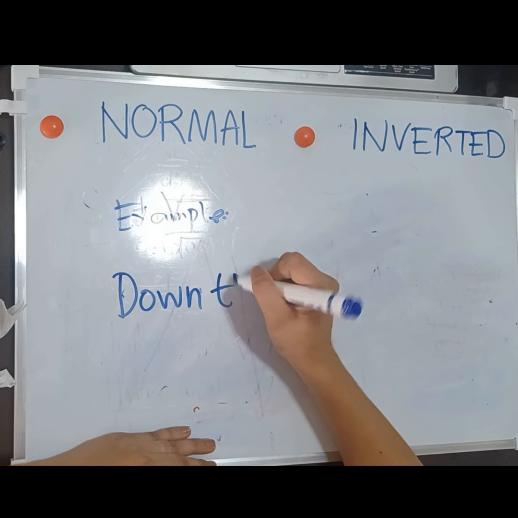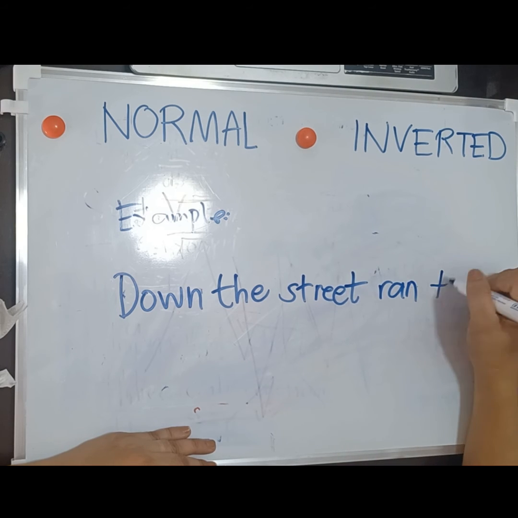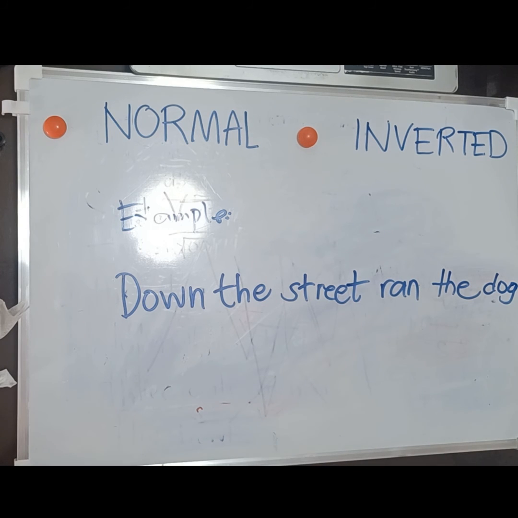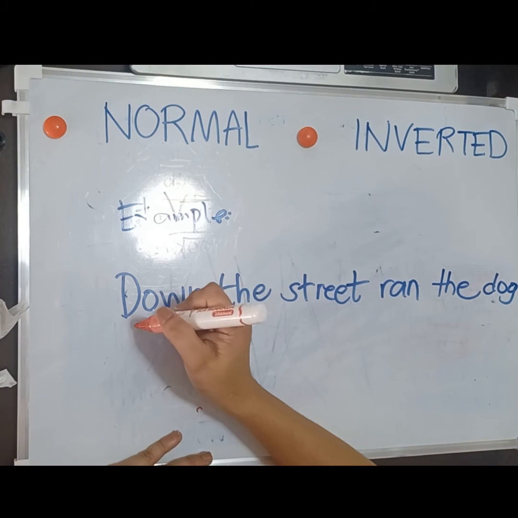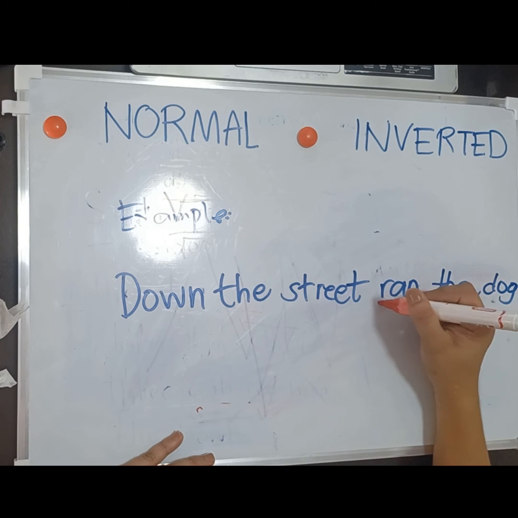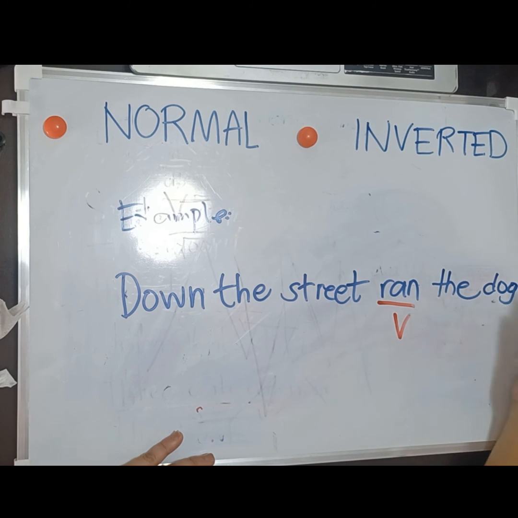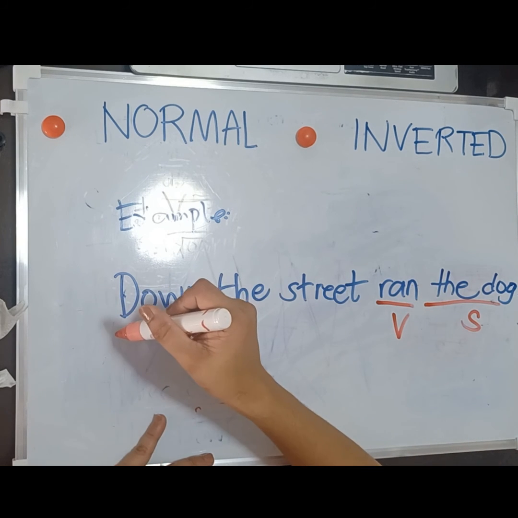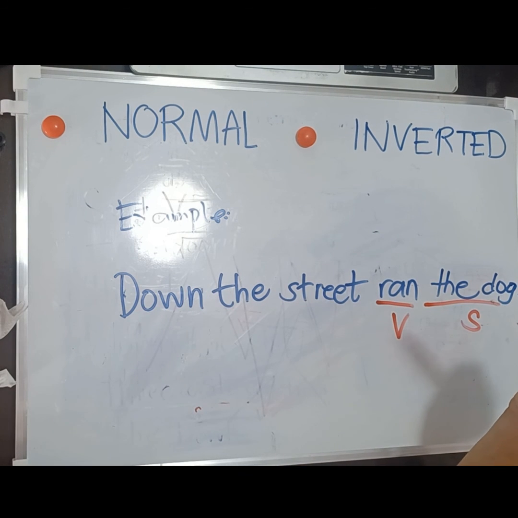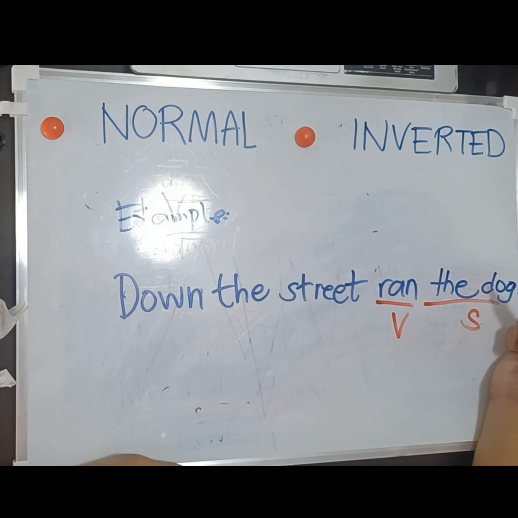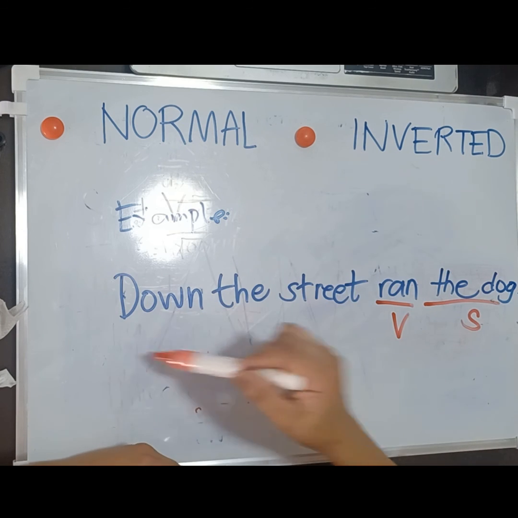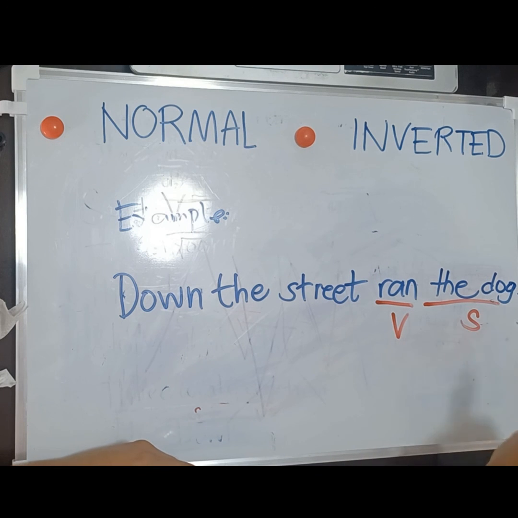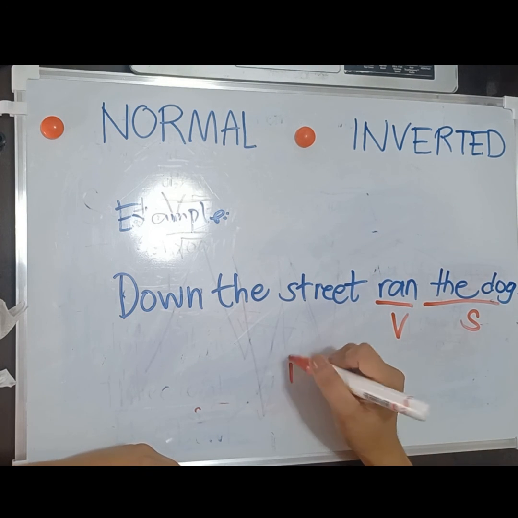Down the street ran the dog. When you get activity 2, this is what you are just going to simply do. Down the street ran the dog. So, ran is your verb and the dog is your subject. Okay? Down the street here is just a prepositional phrase that comes before your verb and your subject. So, what do you think is the word order here? Is it the normal one or the inverted one? Okay, yes, right. It's inverted.